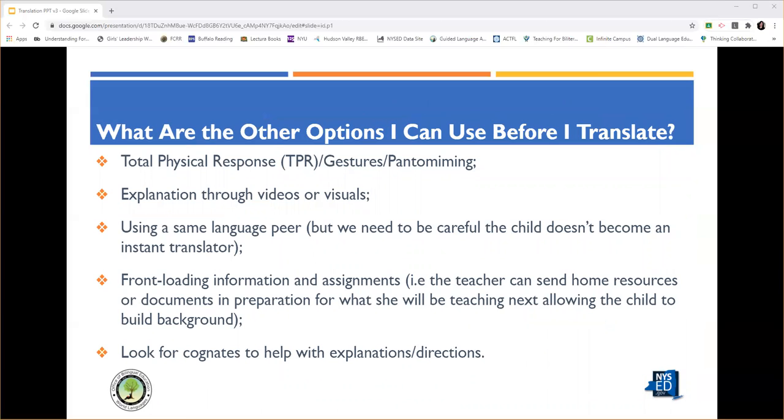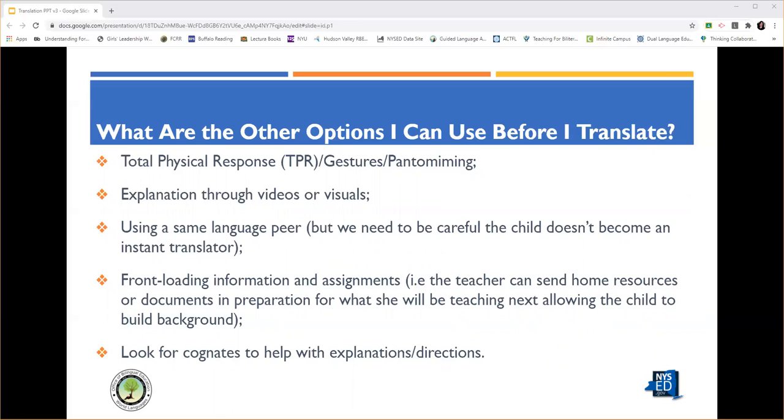In addition to everything that we've discussed thus far, before you translate, again, consider the following. Are you using TPR, total physical response? Are you using gestures and pantomiming to help students understand what it is that you're delivering? Are you providing explanations through videos or visuals? If you are just speaking in the target language without any visuals, without anything to aid the students in comprehending, they're not going to understand your message.